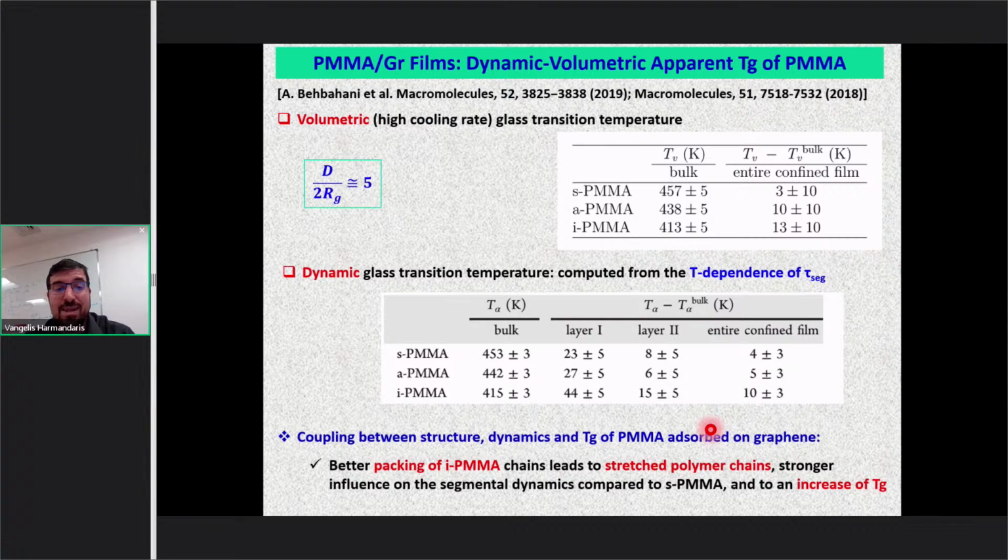So you see here directly a coupling, and the better packing at the interface leads actually to stronger influence on the dynamics and also to the increase of glass transition temperature. So this is a typical example of how a microstructure or atomic structure directly determines the macroscopic properties of the materials.